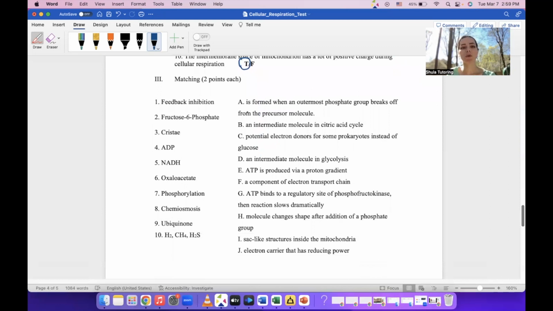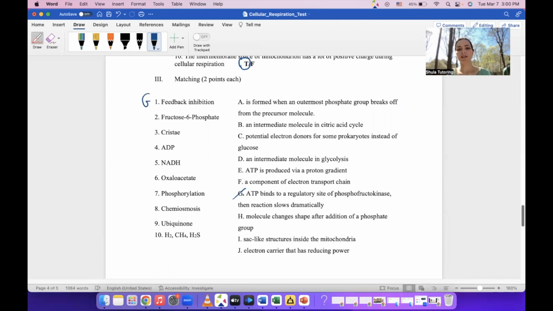Okay, matching, 2 points each. Don't forget to record right answers, score your points as we go along. So number 1, feedback inhibition is either we have a definition here or maybe we have an example of it. So that's ATP binds to a regulatory site of phosphofructokinase, then the reaction slows dramatically. That's an example of feedback inhibition that happens during cellular respiration.